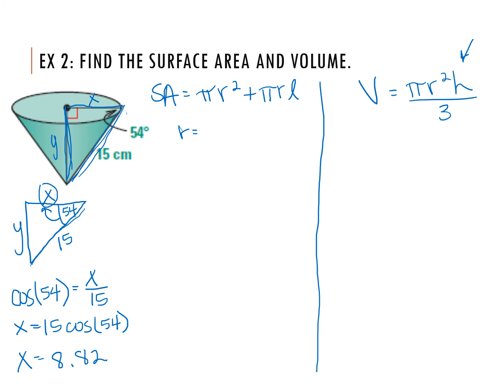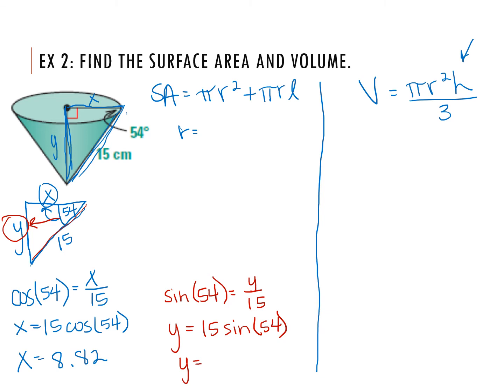The other one that I'm going to solve then is the y. So y, if we look at 54, is the opposite side, and 15 is still my hypotenuse. So opposite and hypotenuse uses sine. So sine of 54 equals y over 15. So again, to solve, what I would type in my calculator is 15 sine 54. And when you punch that into your calculator, you should get back the value 12.14. And again, 2 decimal places with everything when we're finding surface area and volume.